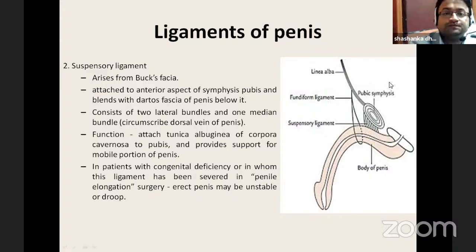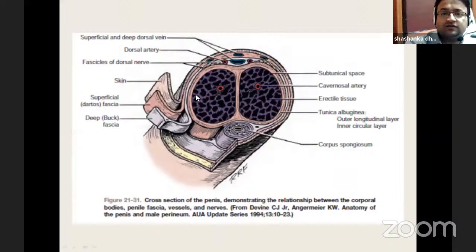So this is a cross-sectional diagram. In the middle, you can see the two corpora cavernosa. This is the corpus spongiosum. There's a layer of tunica albuginea, which has an outer longitudinal and an inner circular layer. The internal part of the corpora cavernosa is composed of erectile tissue. The cavernosal artery runs through the middle of this tissue, and there's a little subtunical space below the tunica albuginea.